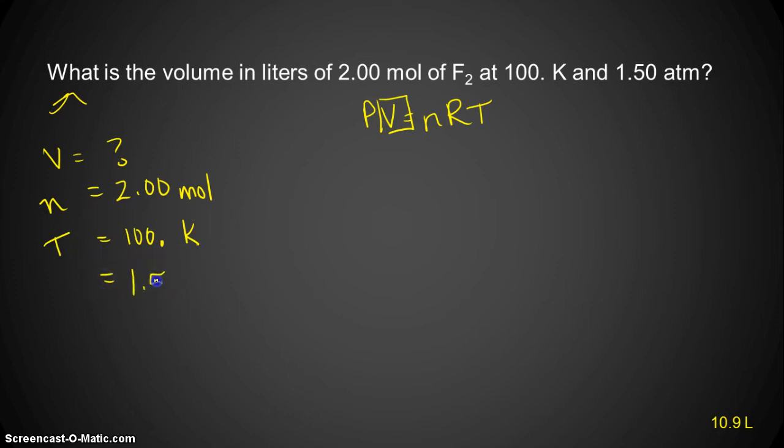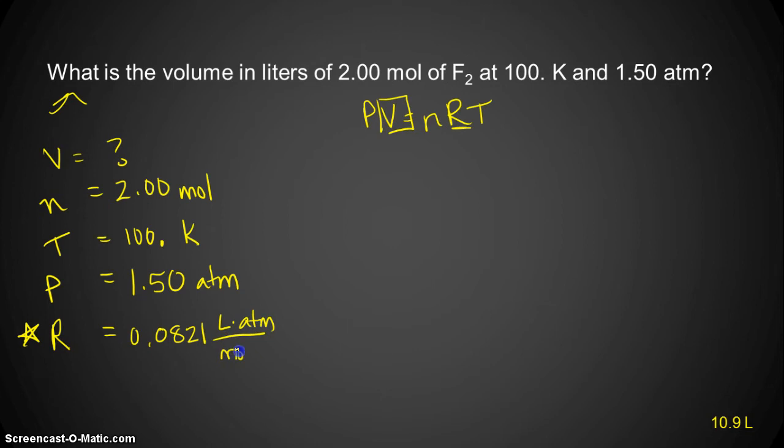And then I have 1.50 atmospheres. That's a pressure, and it's a good thing that it's in atmospheres, because R has atmospheres in it. And then I realize, oh yeah, what am I going to do about that R? Well, I can list R here. It's something I had to memorize. It's not given to me in the problem, but it is 0.0821, and my units are liters atmospheres over moles Kelvin. So if I rearrange this to solve for V, I'm going to divide both sides by P so that the P's cancel. And I get that V is equal to nRT over pressure.